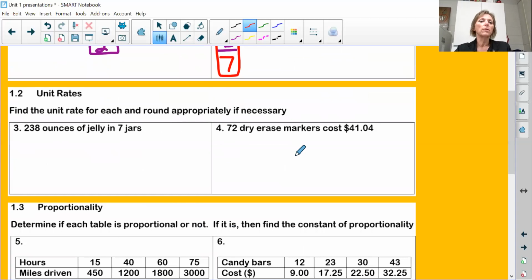Now this is where the largest number goes on top, or the money goes on top, so don't forget that. It says find the unit rate for each and round appropriately if necessary. I'm going to look at this and say larger number, 238, divided by 7 equals, okay, I'm going to grab my handy dandy calculator. I do not know the 7 times tables up that far. So 238 divided by 7 is 34.